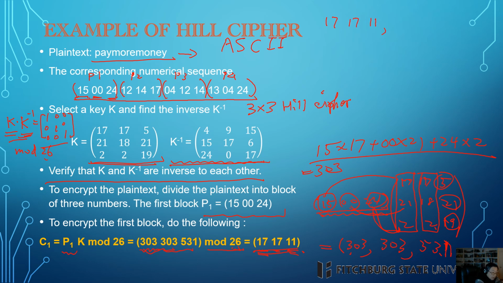And then we're going to do P2. Let's say C2 equals P2 times K modular 26. And then we get the answer, so we can record the next three numbers. And then we're going to do this for P1, P2, P3, and P4. So we get a sequence of numbers. That's the ciphertext.